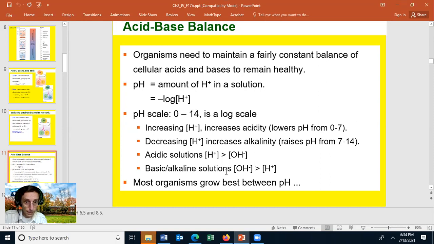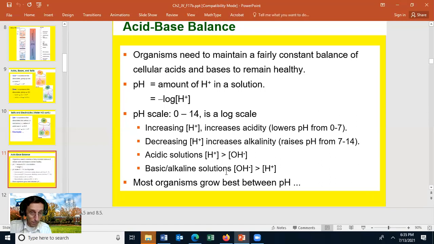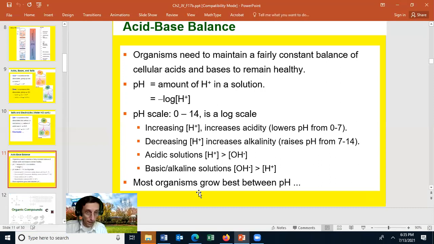I already discussed that. I haven't discussed this though, and that is most organisms grow best near a neutral pH. So most microbes grow best between pH 6 and pH 8, and you could even say 6.5 to 7.5. Now there are exceptions, and we'll talk about that later in the term. There are some organisms which grow under acid conditions, for example. And that actually would be the bacteria living in your stomach. Any question about any of that?